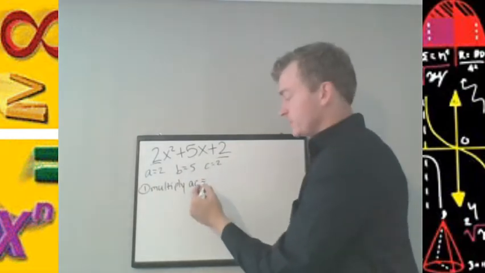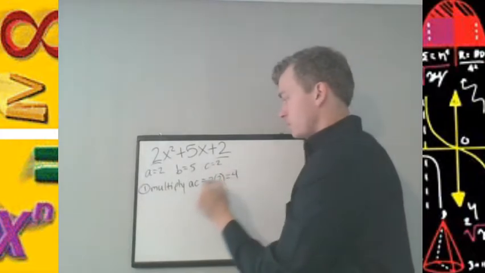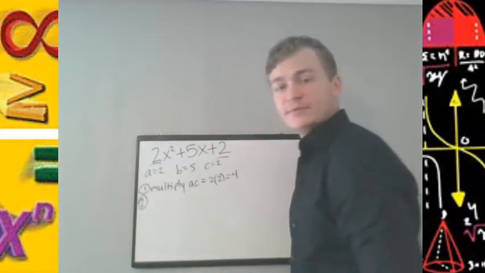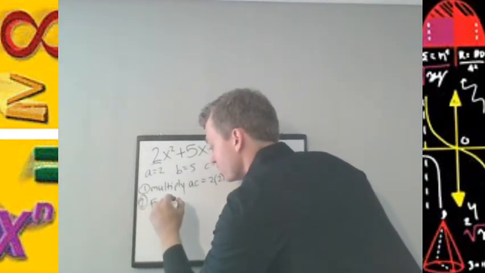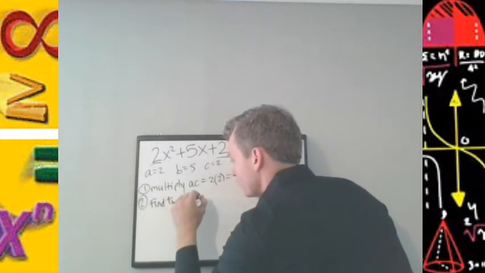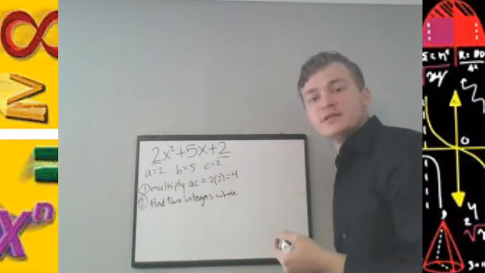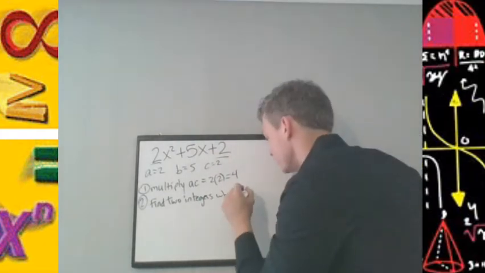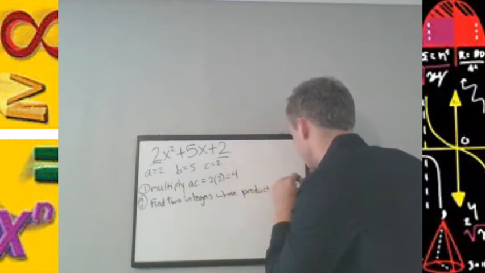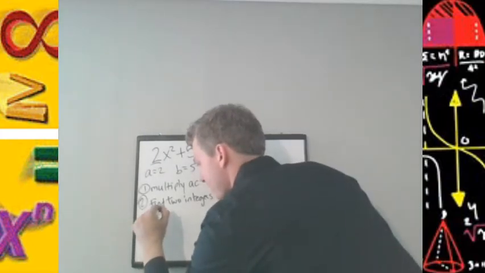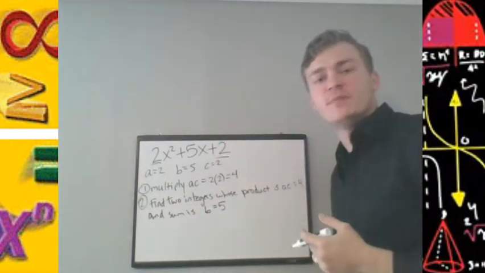A times C is 2 times 2, and 2 times 2 is 4. Step 2 says find two integers whose product is AC, whose product is 4, and whose sum is equal to 5.